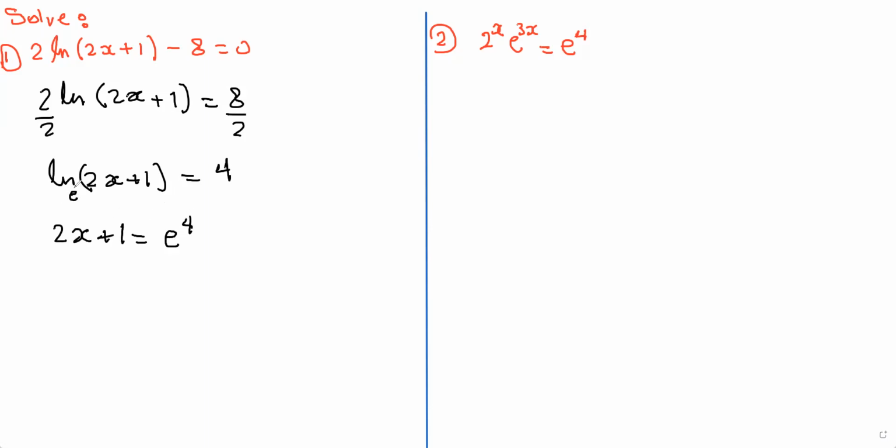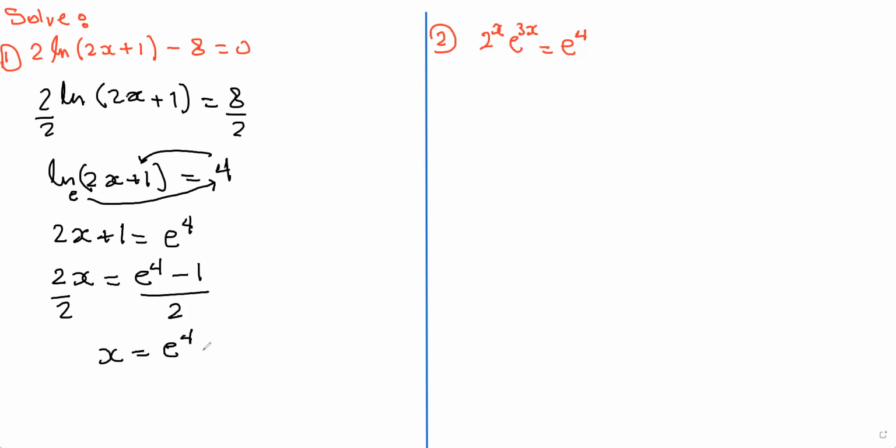So basically, it's the base to the power of whatever is on the other side of the equal sign. So it goes like this: e to the power of this equals what's in here. Okay, and that's what we get. 2x plus 1 equals e to the 4. Now we get 2x equals e to the 4 minus 1 by moving the 1 to the other side, and then divide both sides by 2. And therefore x equals e to the 4 minus 1 over 2.